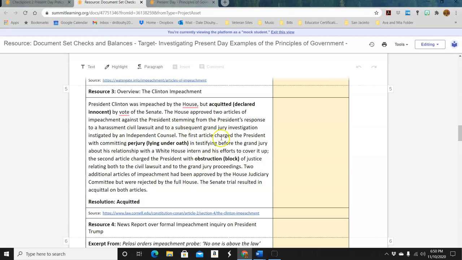It says here the first article charged the president with committing perjury and testifying before the grand jury about his relationship with the White House intern. So lying under oath is a crime, and he was charged with that. The Senate trial resulted in him being acquitted on both articles, or found innocent. He got to remain as president and was reelected. So yeah, Clinton was impeached.